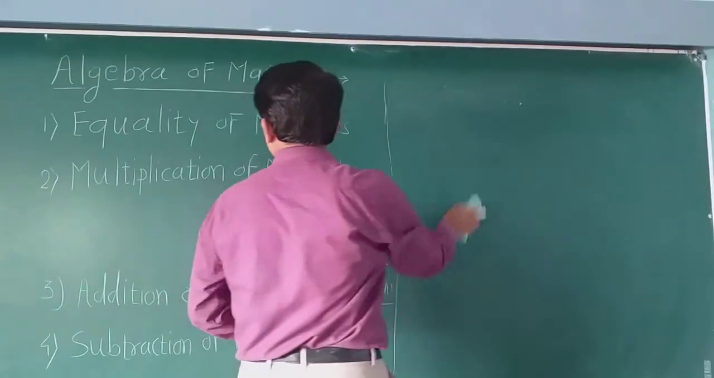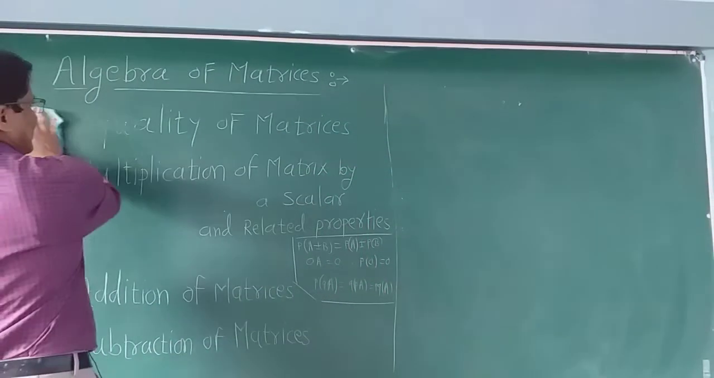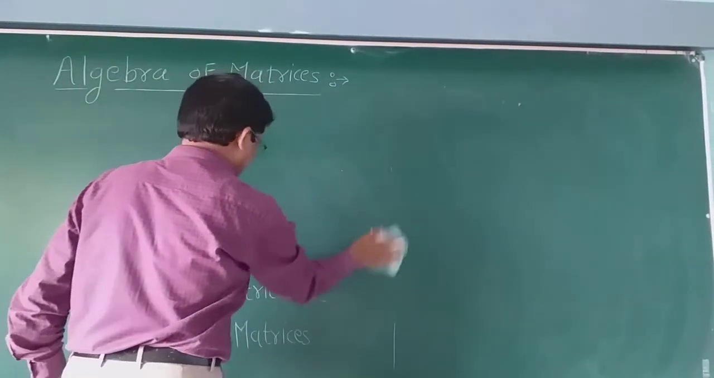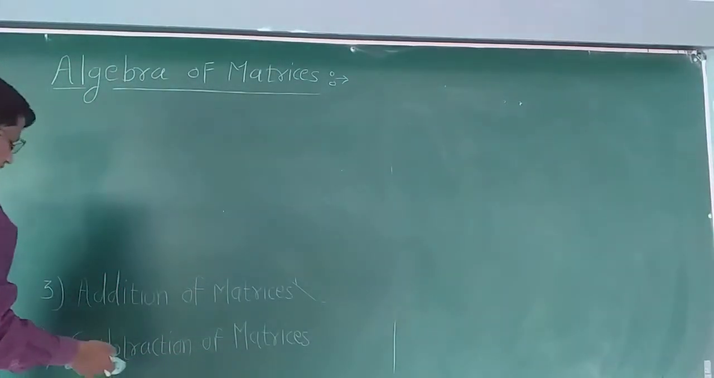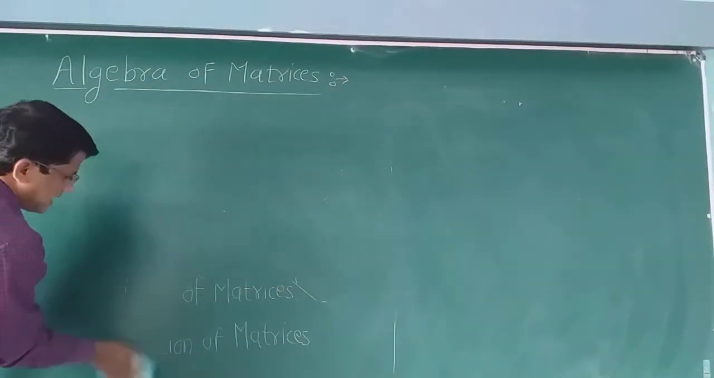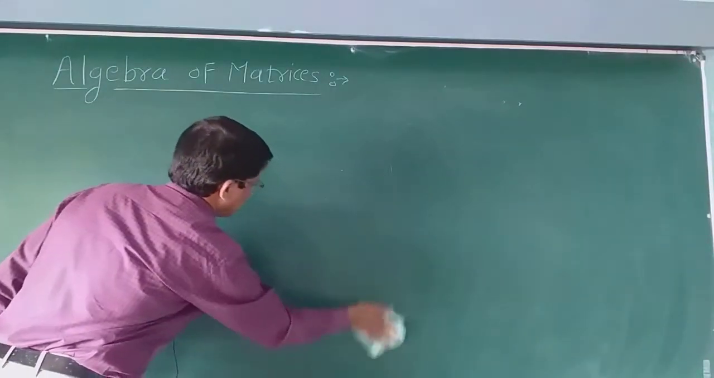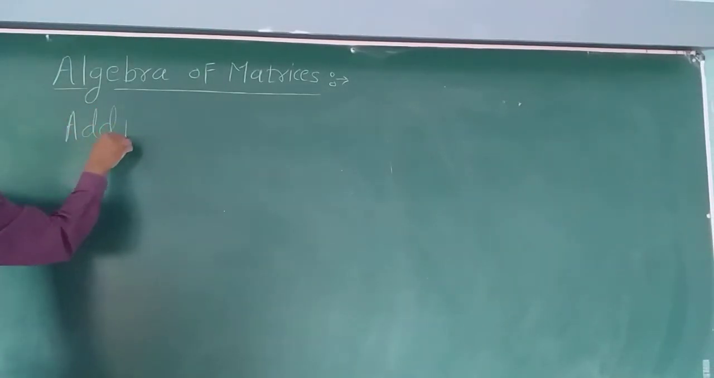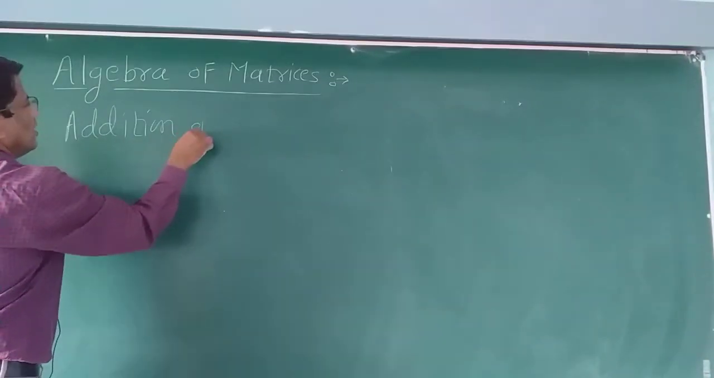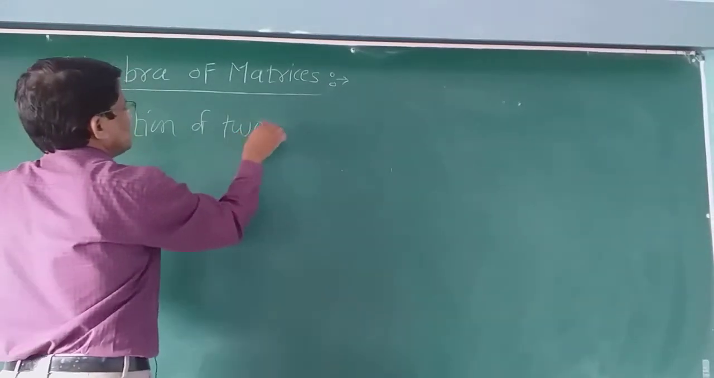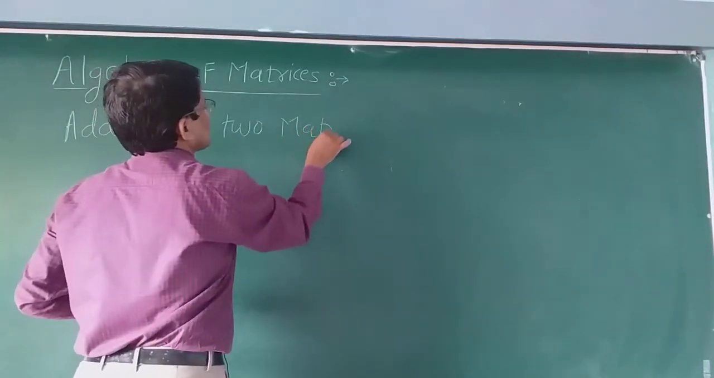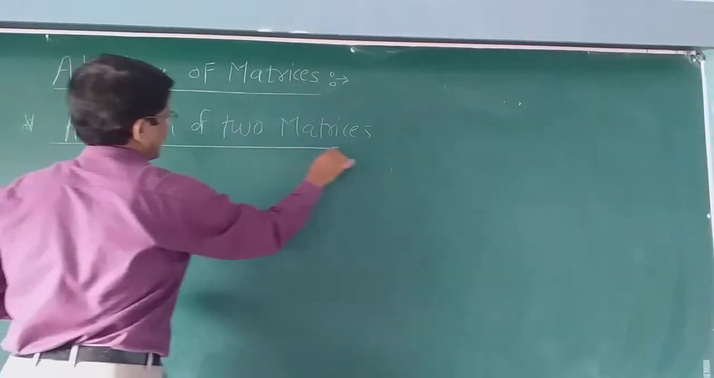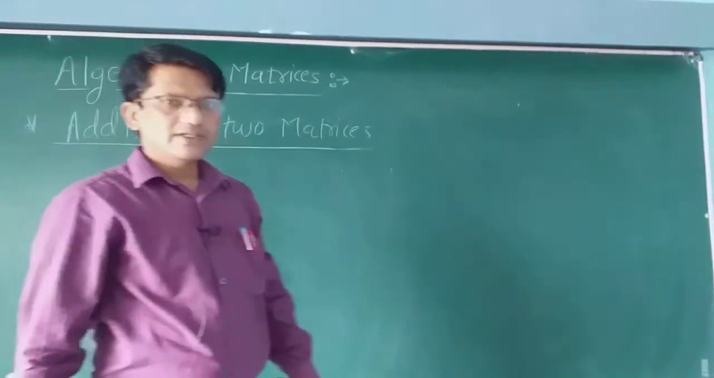Now, we have discussed equality of matrices. After that, matrix multiplication. Let us see now addition of two matrices. Addition of matrices. The new point is addition of two matrices. What is the addition of two matrices?